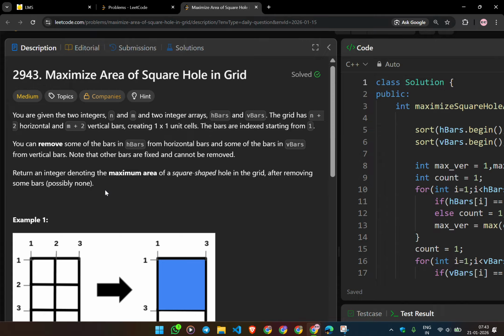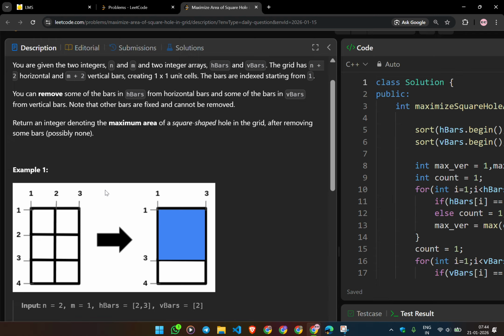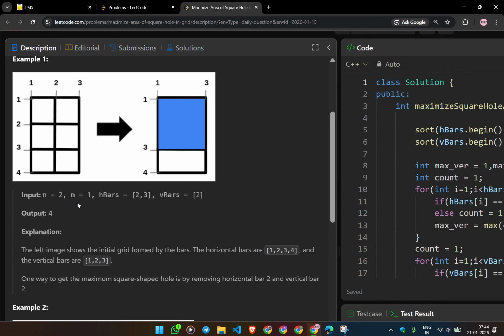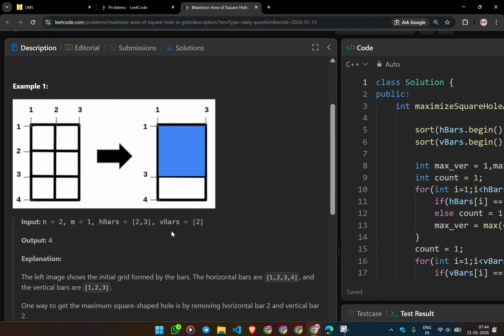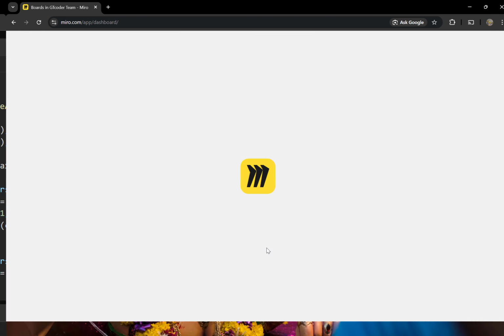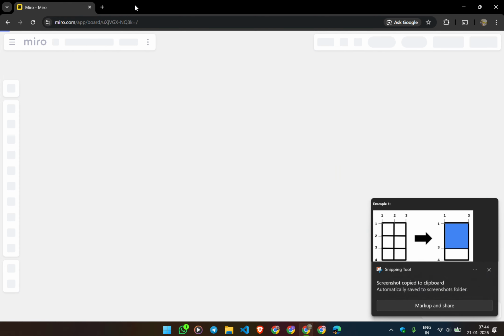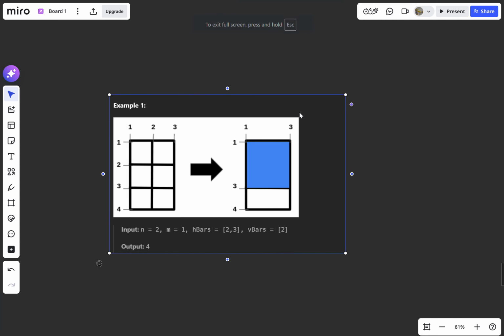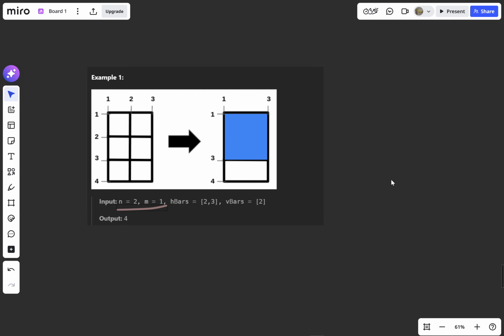So we can remove some of the bars, and it is given that we can only remove the bars which are present in hBars and vBars. So in this example it has given the bars. Okay, let's see this example. Yes, this is the example which is given to us, the sample test case.